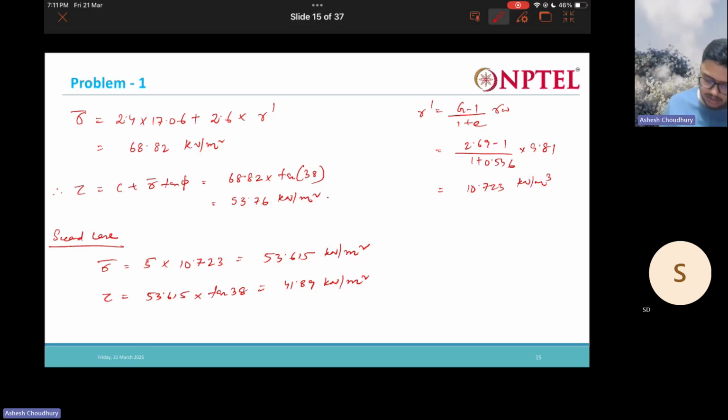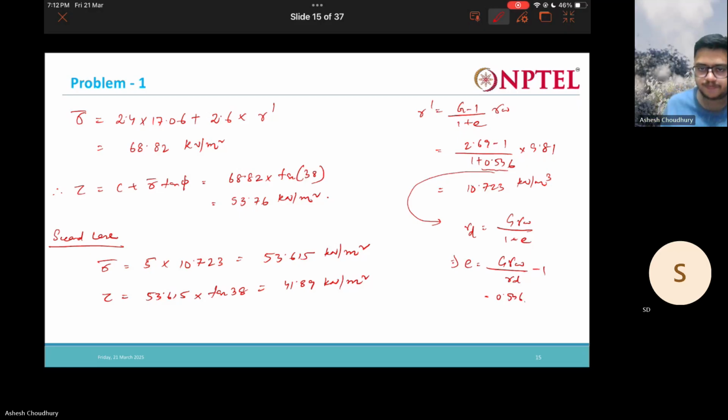Okay, and this e I did not show you. e is found out like this. So gamma dry is equal to G gamma w divided by 1 plus e, that is, 1 plus e is equal to G gamma w by gamma dry. So gamma dry is given as 17.06. From there, you can find out e, this is 0.546.